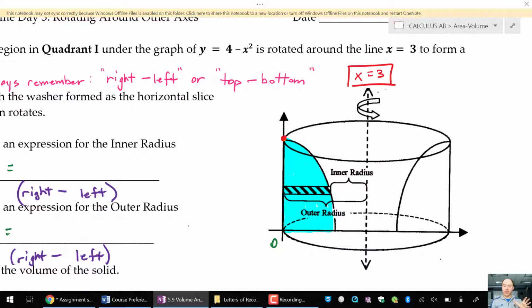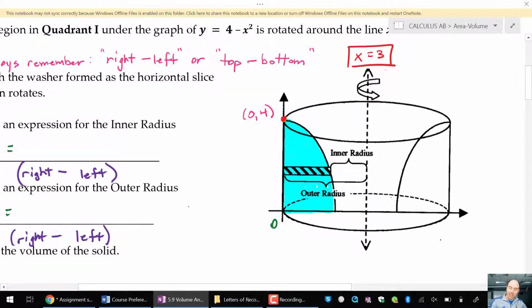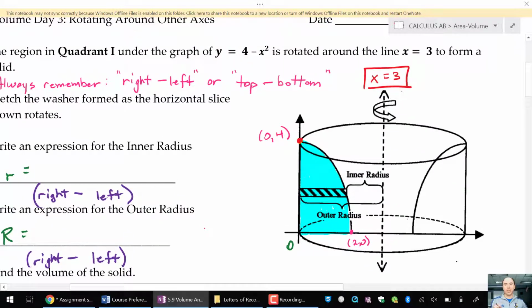Label your region, and maybe key ordered pairs, key intersection points like 0, 4, the y-intercept of that region. Down here, we're going to cross the x-axis at 2, 0, so just the behavior of 4 minus x squared. And because we're rotating the region around a vertical line, x equals 3, we want to draw a horizontal slice, a representative rectangular strip in that region to represent that part of the Riemann sum. And as it spins around the axis of rotation, just always make sure for the disk and washer method that the strip you draw is going to be perpendicular to the axis of rotation.